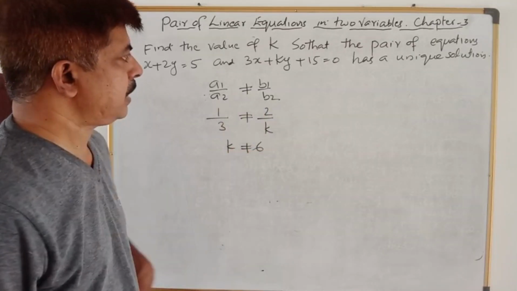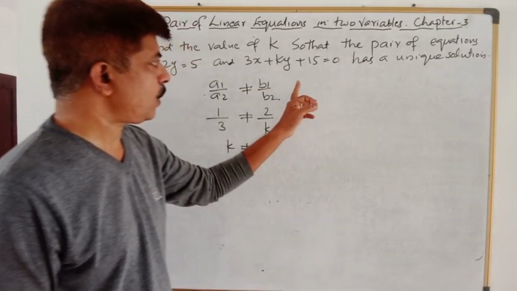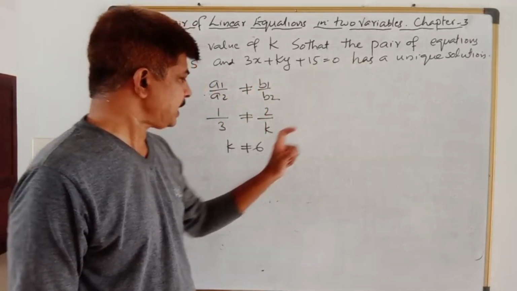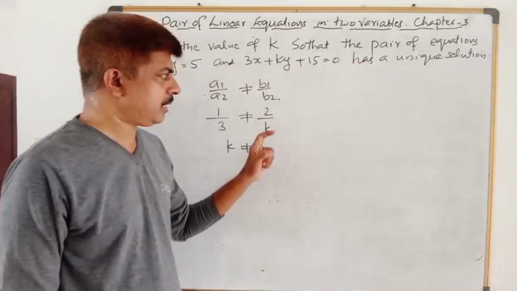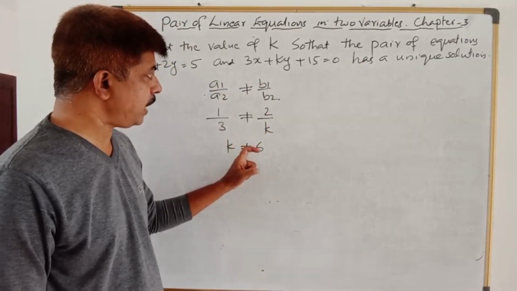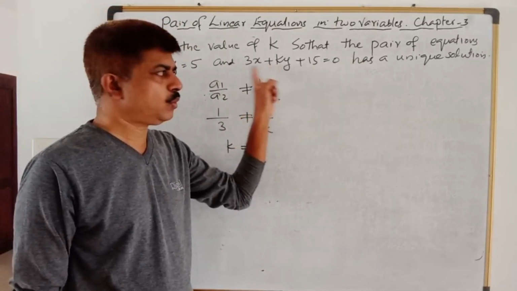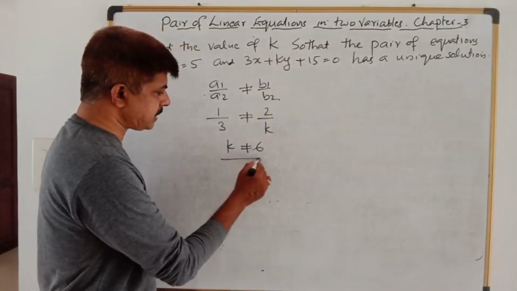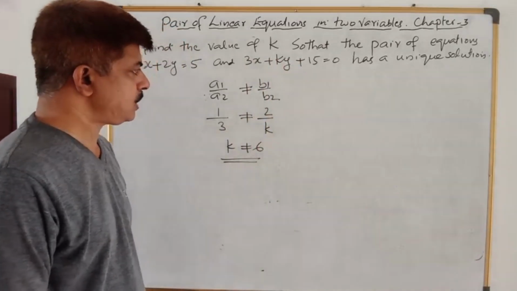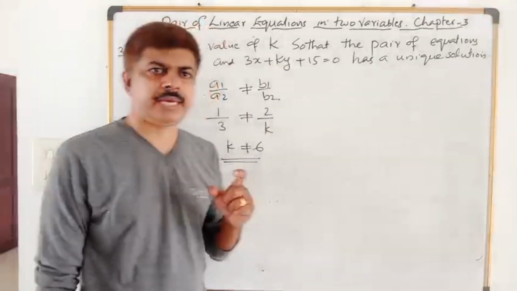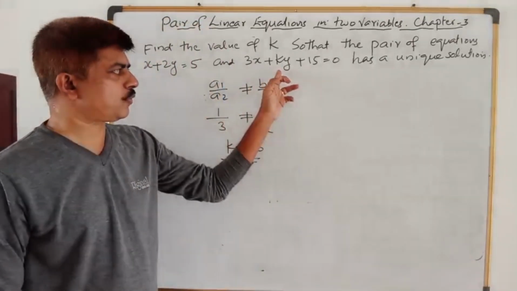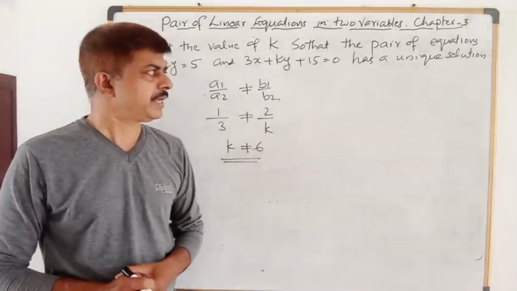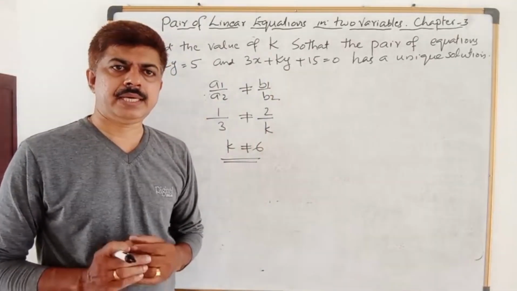So what will you answer? We have to answer that this pair of equations has a unique solution except when k equal to 6. Except k equal to 6, every value can be put for k to make this pair of equations have a unique solution. So what is our answer? k is not equal to 6. All the other real numbers can be substituted for k to make this pair of equations have a unique solution. Clear?